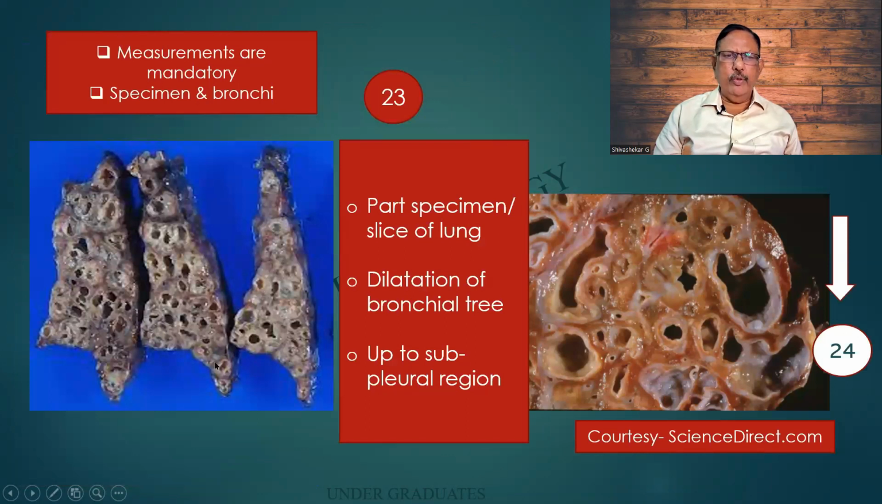And this is again a beautiful slice of a lung. I am able to identify the lung by the pleura and the anthracotic pigment. Measurements are mandatory. You can even measure the spaces. In between, there will be the lung parenchyma, peribronchial fibrosis. So you must mention part specimen of the lung or a slice of a lung. Distension of the bronchial tree, extending up to the subpleural region. Look at this, the pleura over here, subpleural region. So also here. Courtesy Science Tip.